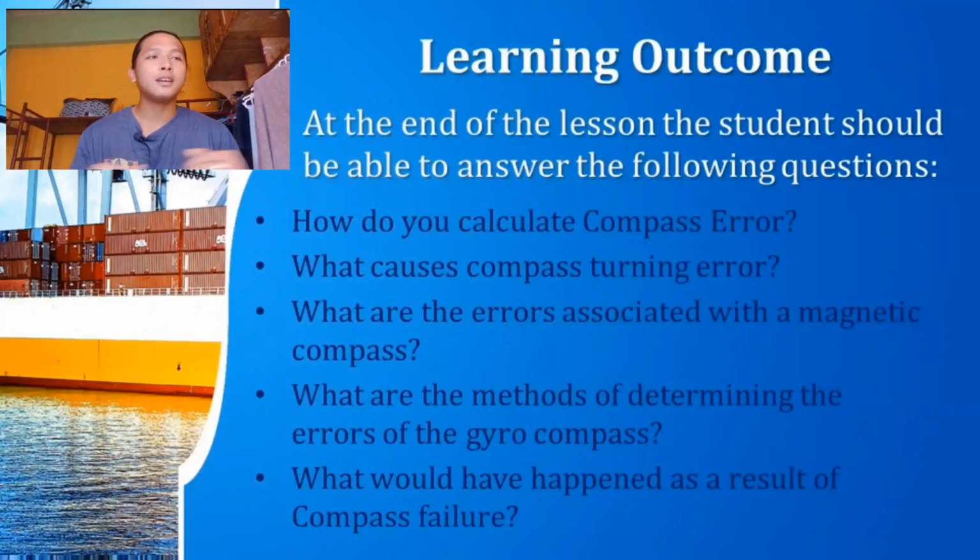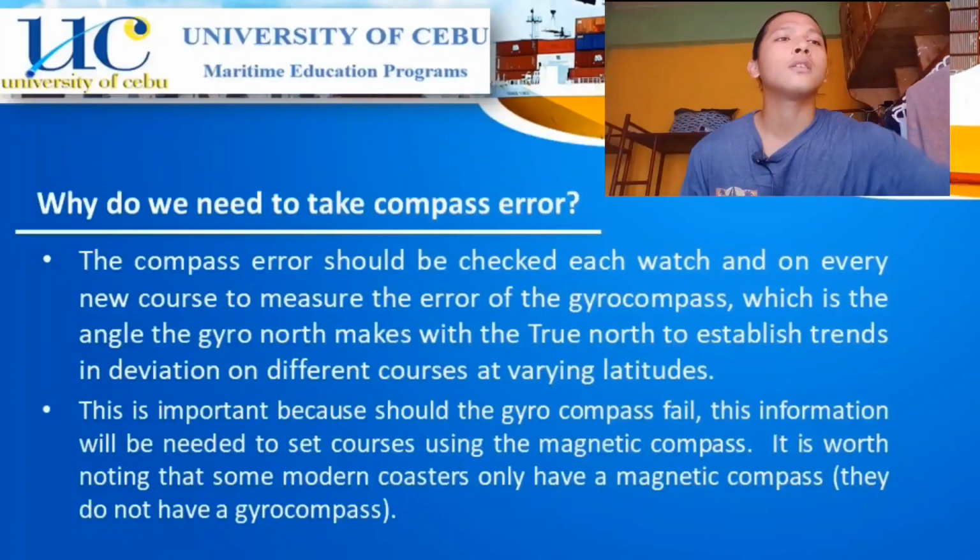At the end of the lesson, the students should be able to answer the following questions. First, how do you calculate compass error? Second, what causes compass turning error? Third, what are the errors associated with a magnetic compass? Fourth, what are the methods of determining the errors of a gyro compass? Last, what would happen as a result of compass failure?